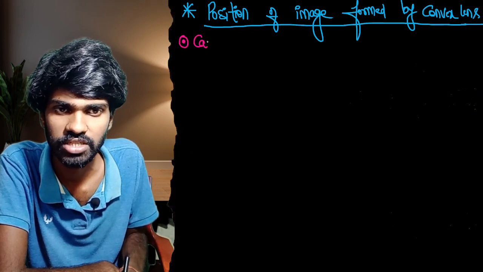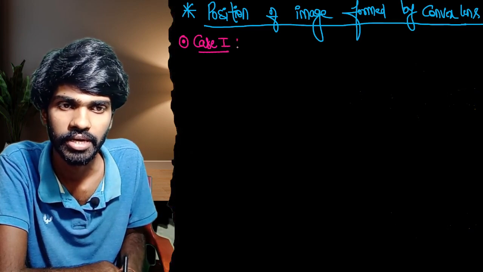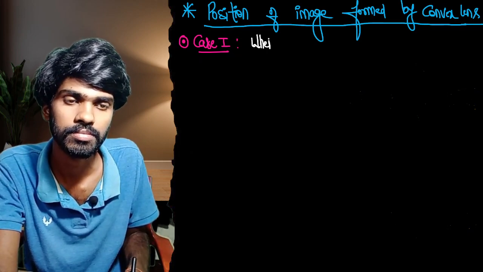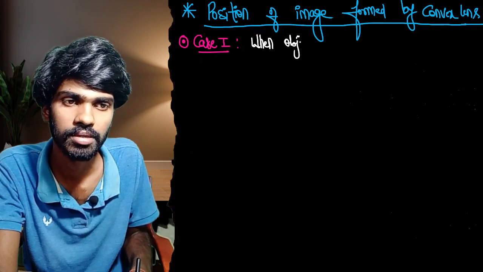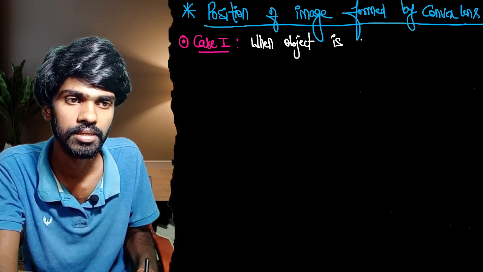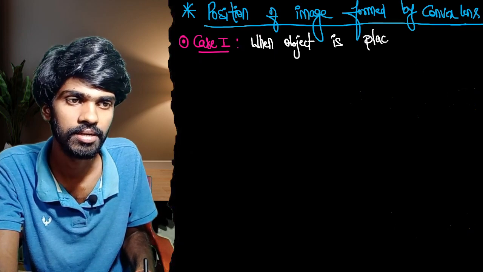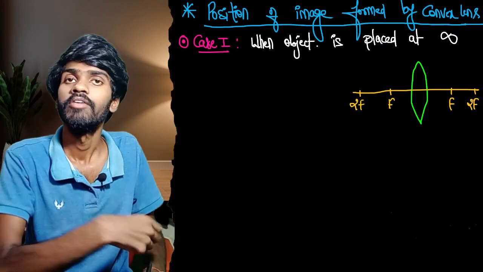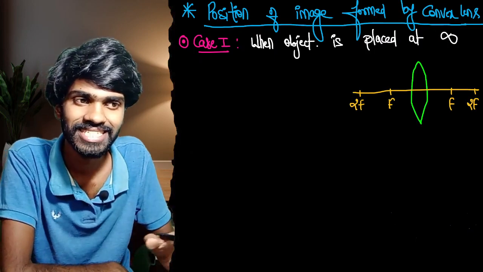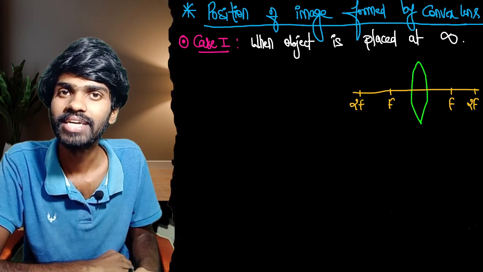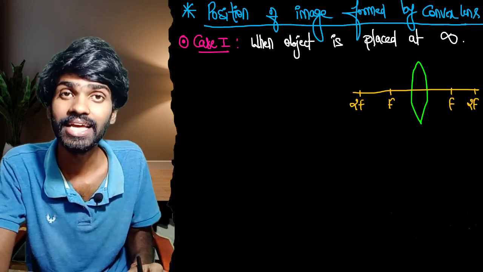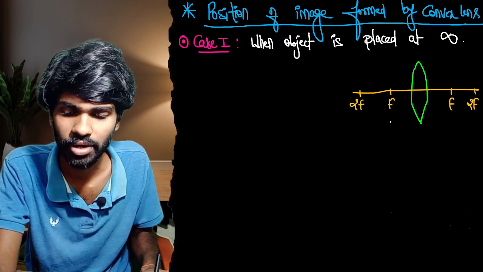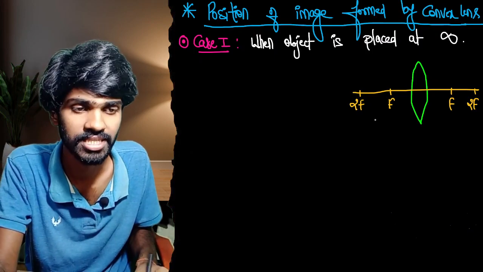This is the first case, in which we can write: when object is placed at infinity. What does that mean? Actually, when object is placed at infinity, it means that rays coming from that object to our lens will be parallel. Why will it be parallel? Let us discuss that also.